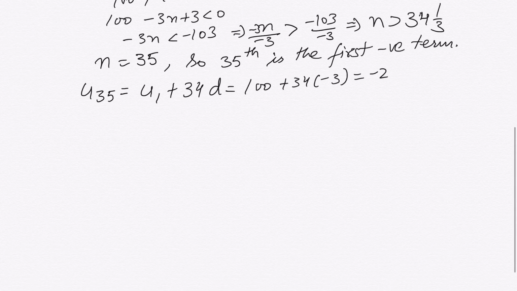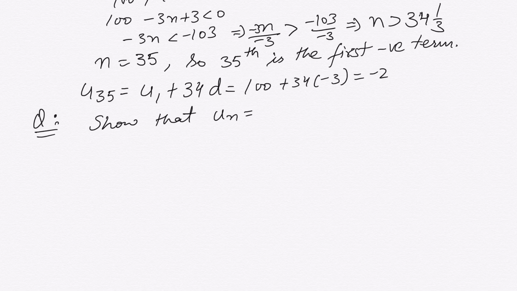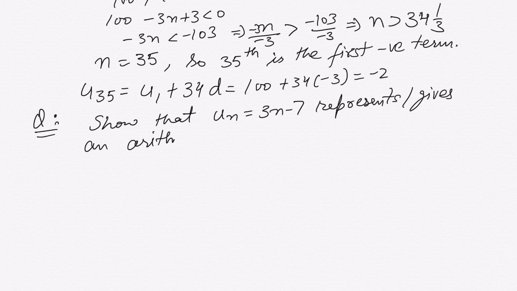Okay, one more type of question which is usually asked is how to check that a general term or an nth term represents an arithmetic sequence. So you may be asked, and I'm taking an example: show that un equal to 3n minus 7 represents or gives an arithmetic sequence, right? If this is the question, how to do this question?